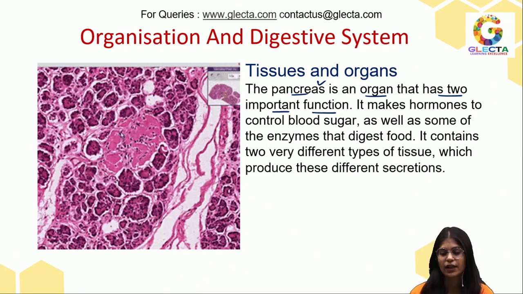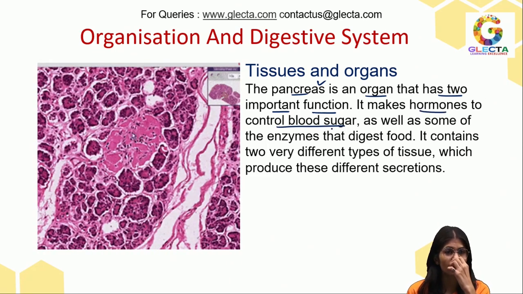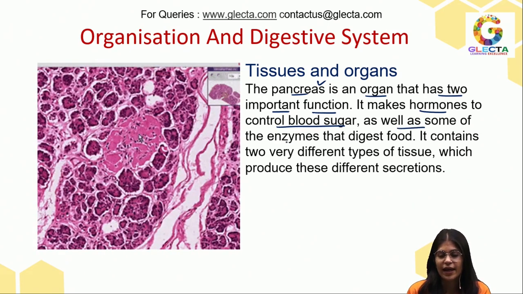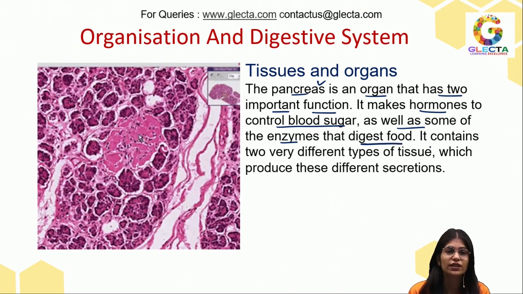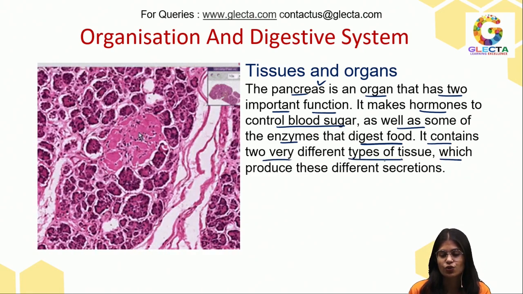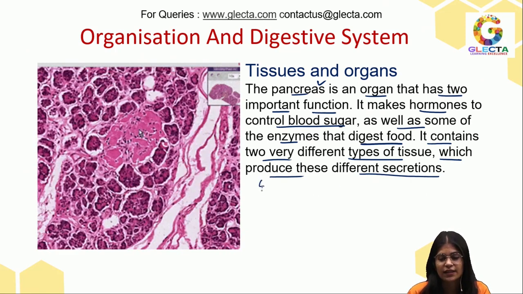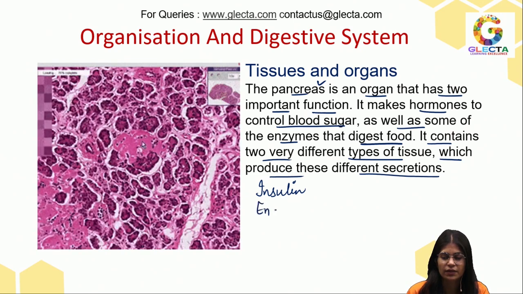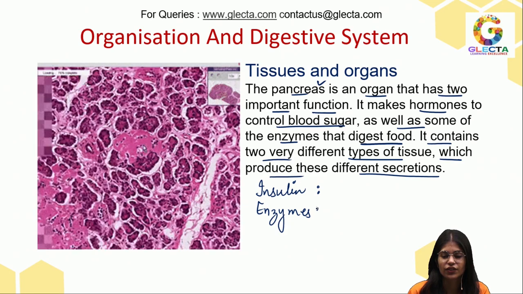So pancreas makes hormones to control the blood sugar. We've talked about this in the last chapter when we were talking about the production of insulin, as well as some enzymes that digest food. So that is how it helps in the process of digestion. It contains two very different types of tissues which produce these different secretions. What they're trying to say is insulin is one secretion, enzymes or digestive enzymes are the other.